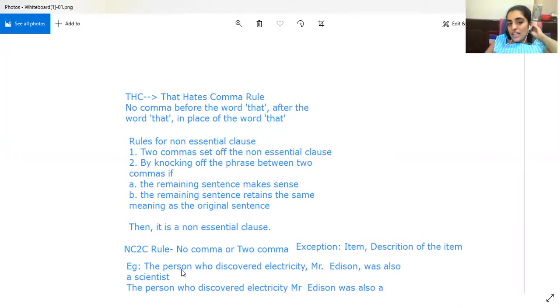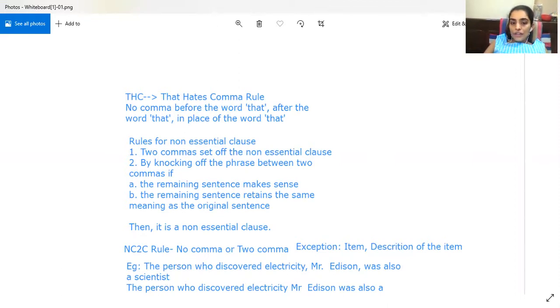Then there's the NC2C rule, which is no comma, 2 comma rule. You can either say the person who discovered electricity, Mr. Edison, as in between 2 commas, was also a scientist, or the person who discovered electricity, Mr. Edison, was also a scientist without the comma. If the name or title appears in the middle of the sentence, the only time you use a 2 comma is when there is no reference to this. Like, after this, if I start with there are other inventors of telephone like Graham Bell, blah blah blah, then I'm not referring to Mr. Edison, so this can be non-essential.